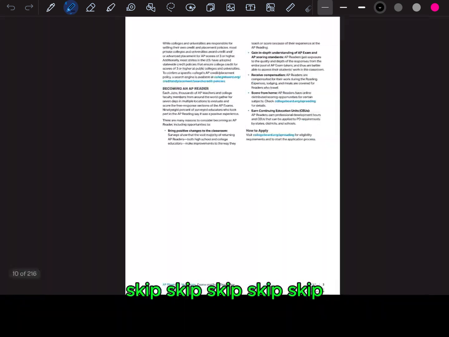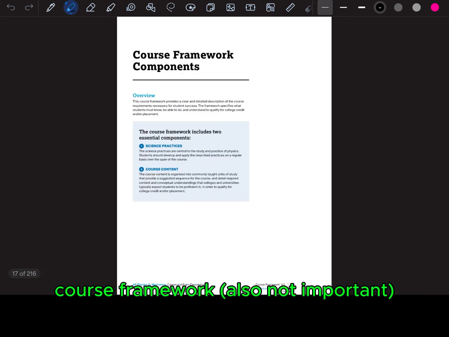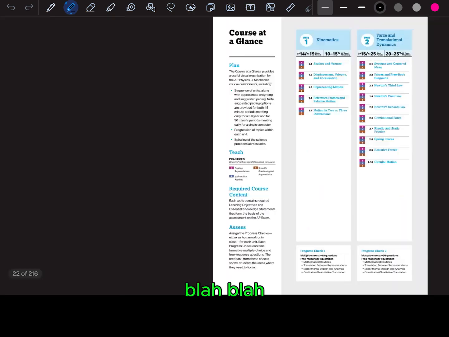So skip, skip, skip. That's not very important. Course framework. Science, blah, blah, blah.